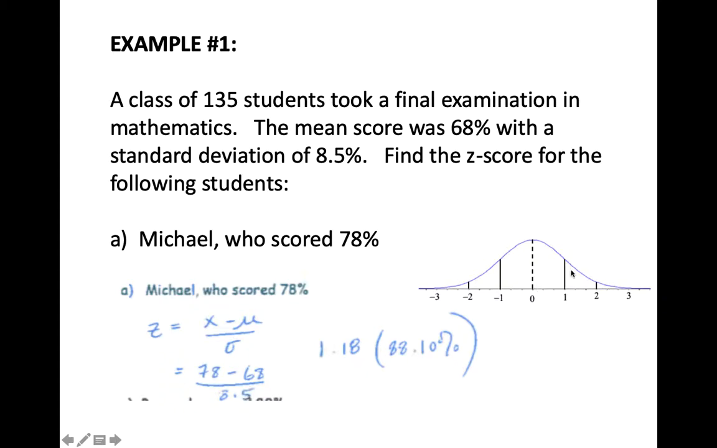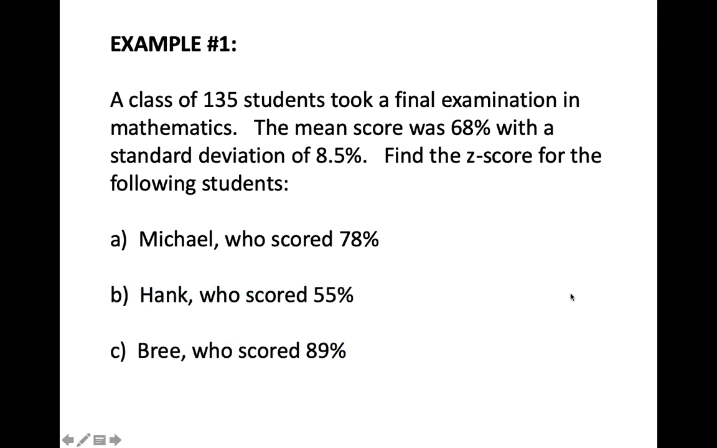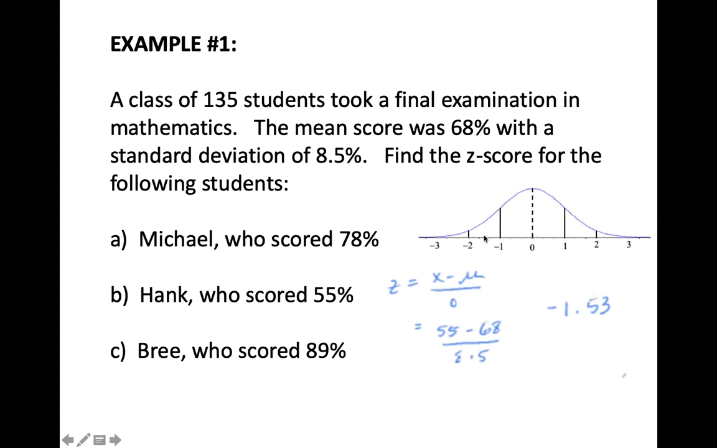Now, if we look on our graph, what that means is that Michael is just a little bit beyond the 1 somewhere on our graph. Let's try the next one. Hank. Well, we would take 55 minus 68, and then we divide by 8.5. This time we're getting a negative, and it's a negative 1.53. If I put that on my graph, then Hank is scoring somewhere right about here.